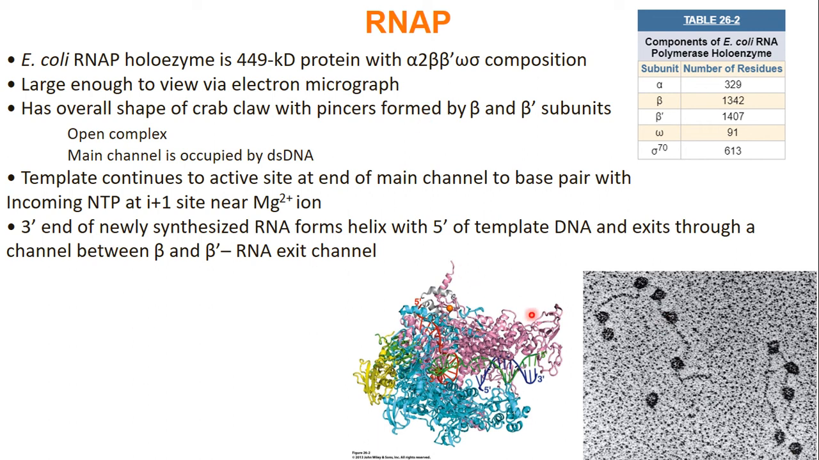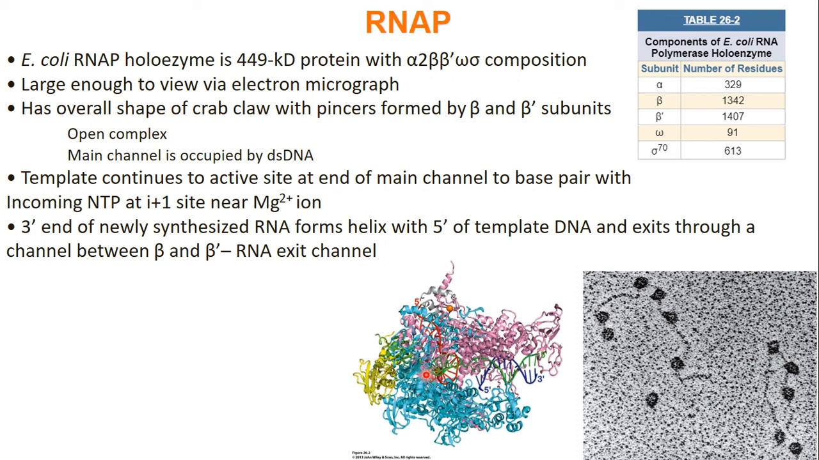Now, the way to look at this is that the RNAP looks like a claw, with our beta and our beta prime forming the pincer unit, and that's in your cyan and your pink colors. Right now, we are looking at the open conformation, which is occupied by double-stranded DNA. That DNA is shown in blue and green. Now what happens is that your template DNA, which is shown here in green, will continue to the active site at the end of the main channel.